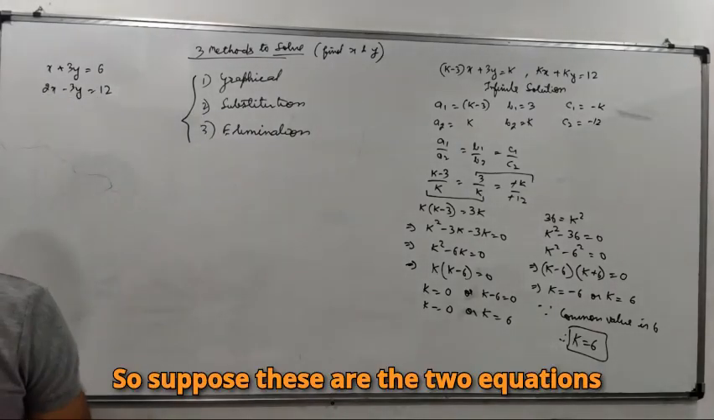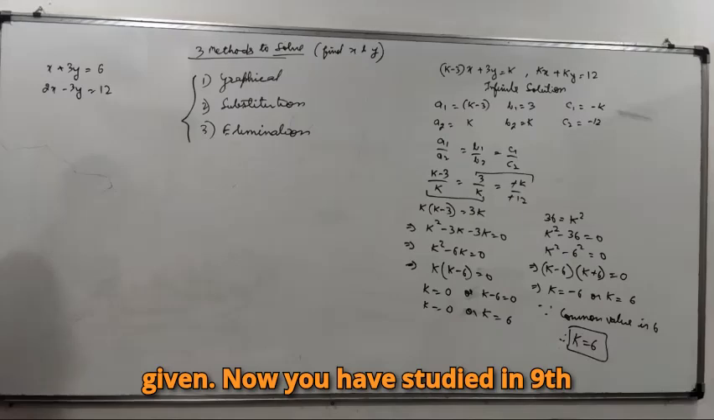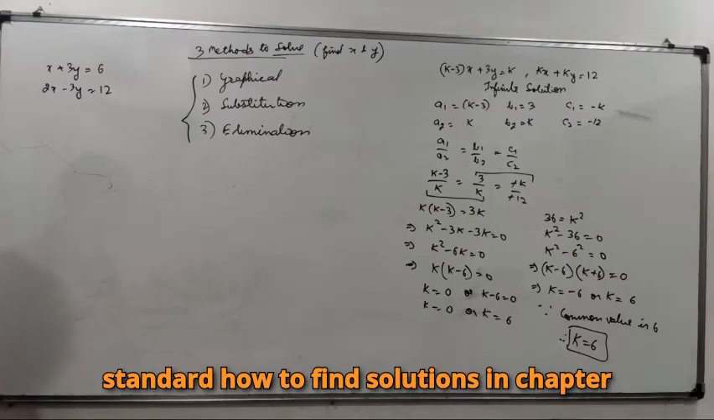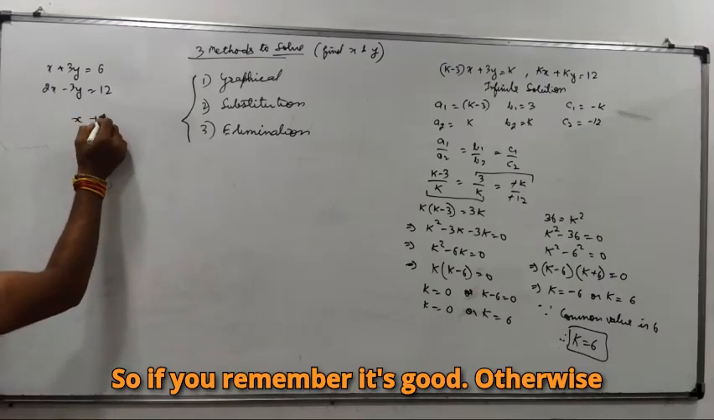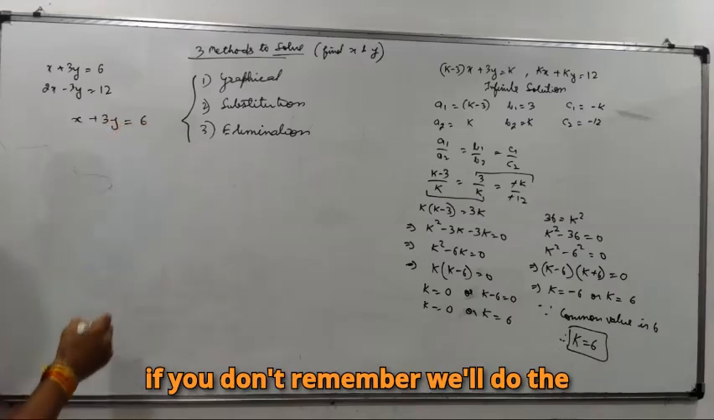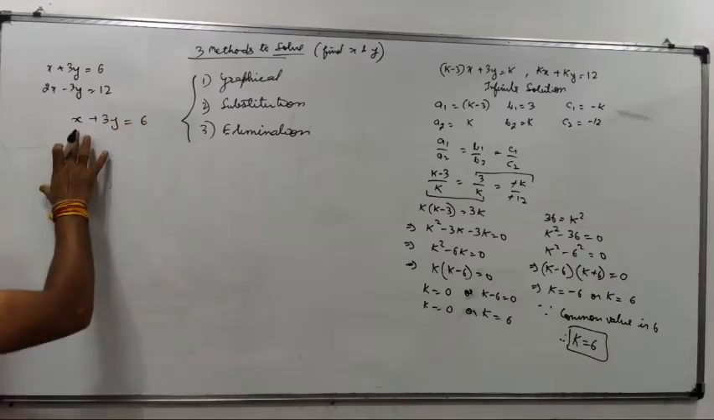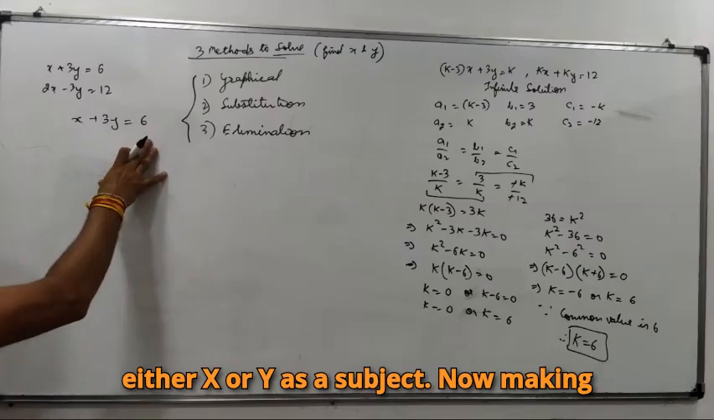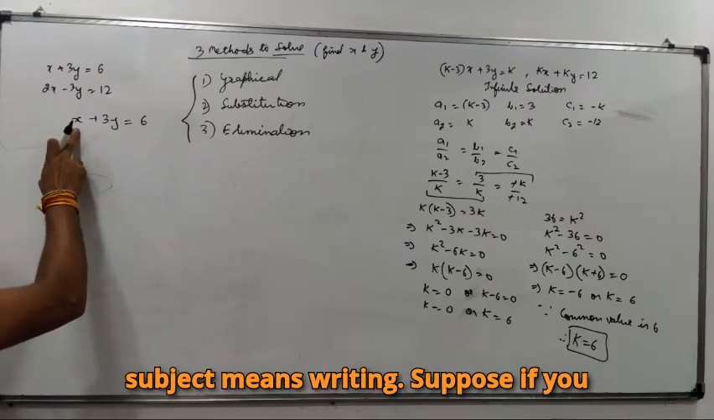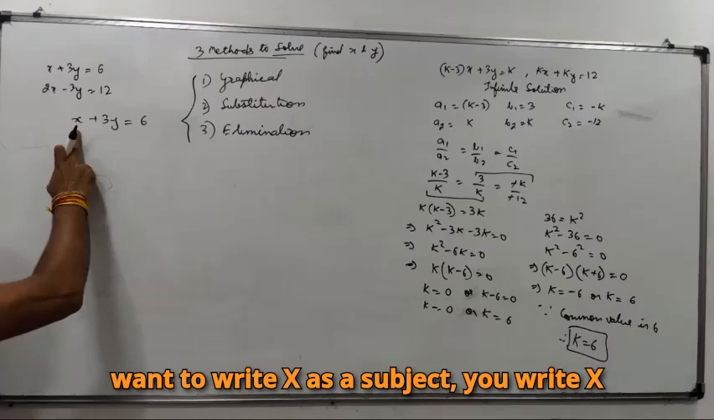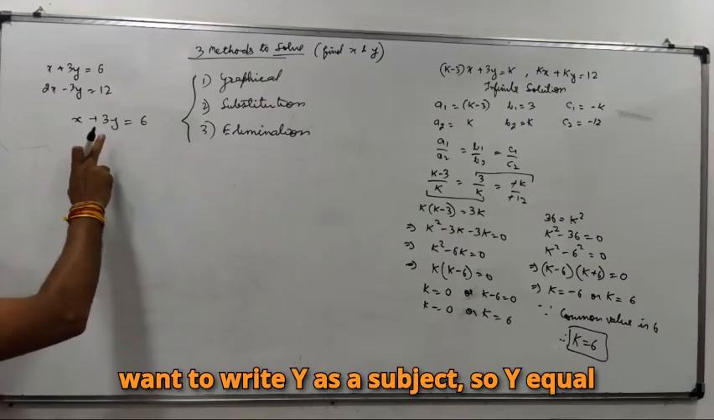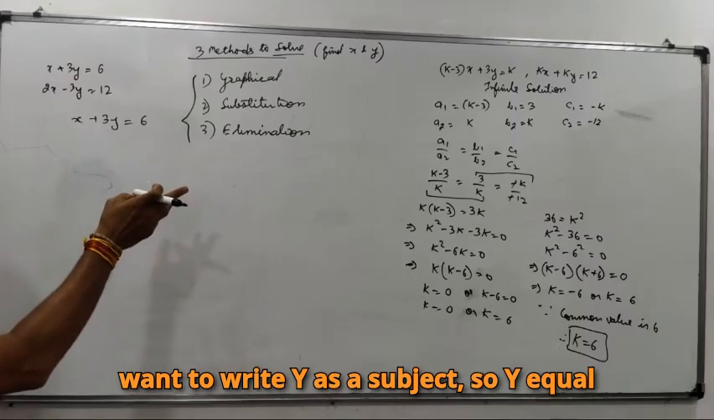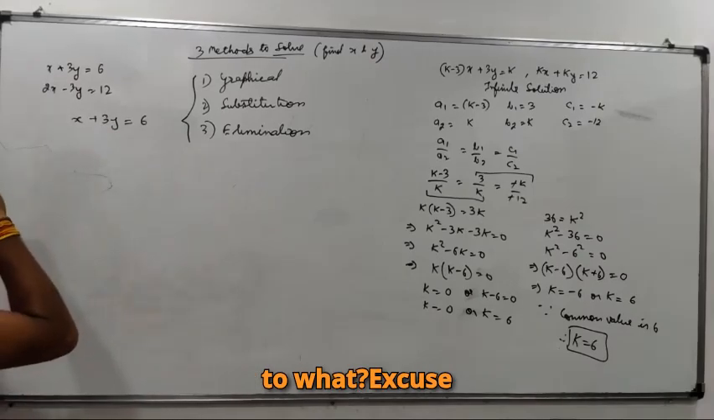So suppose these are the two equations given. Now we have studied in 9th standard how to find solutions in chapter 4, linear equation in two variables. So if you remember, it's good. Otherwise, if you don't remember, we'll do the practice. You make either x or y as a subject. Now making subject means writing, suppose if you want to write x as a subject, you write x equal to what? And if you want to write y as a subject, so y equal to what?